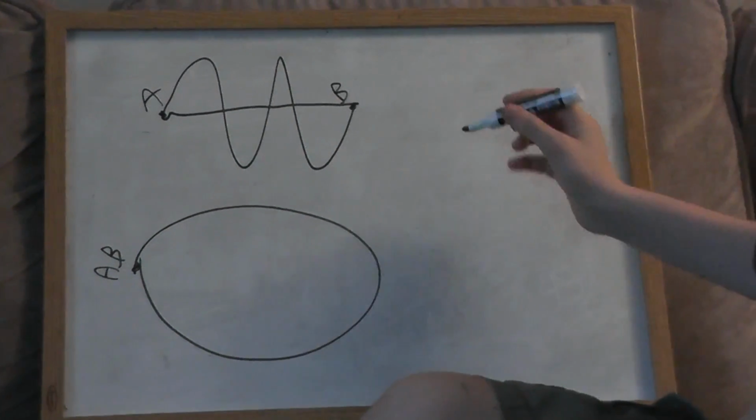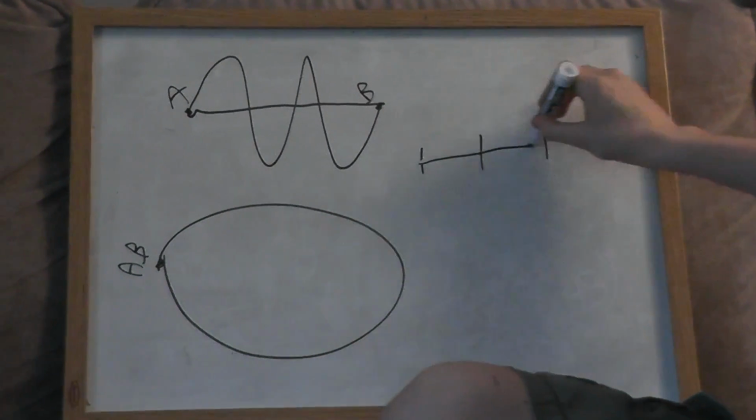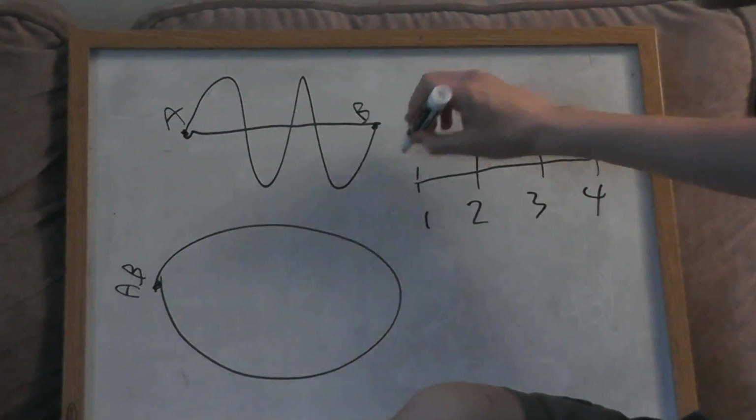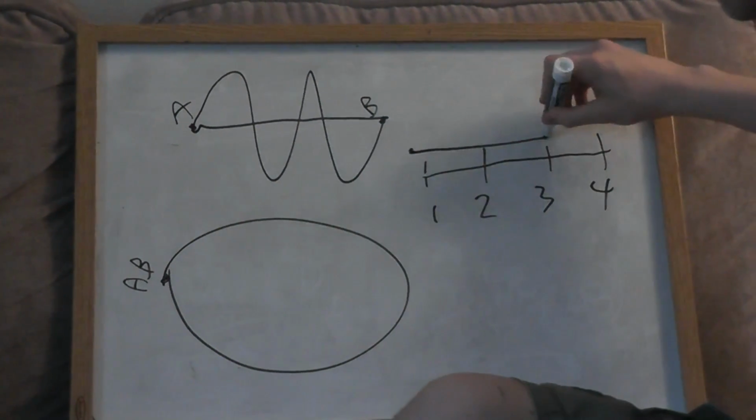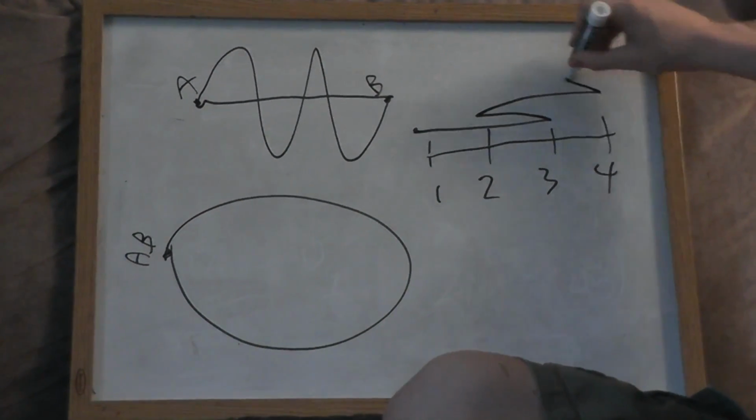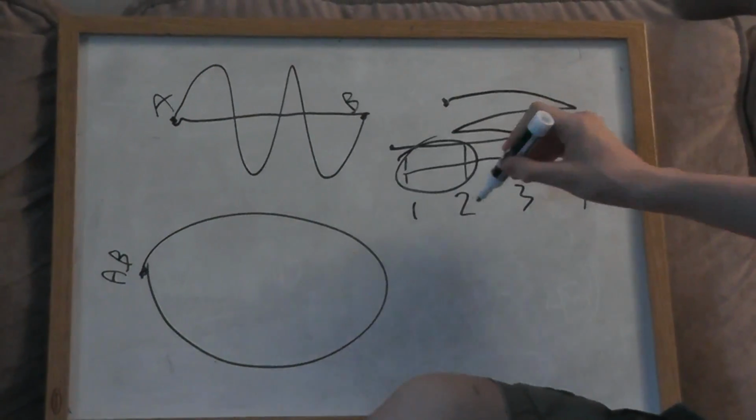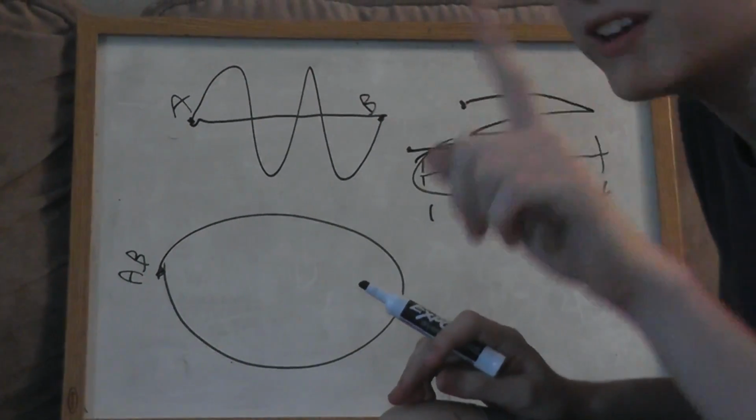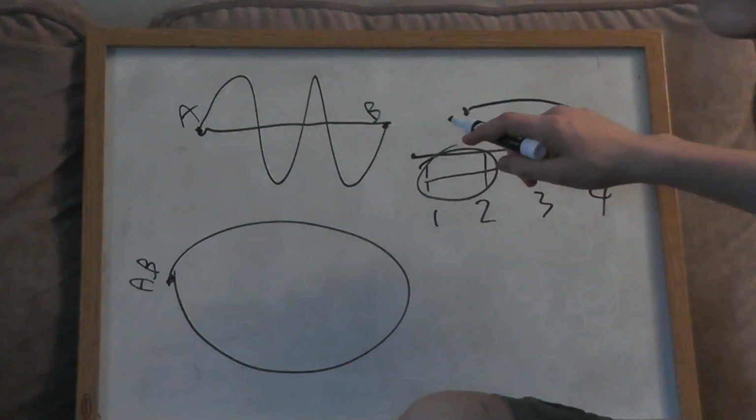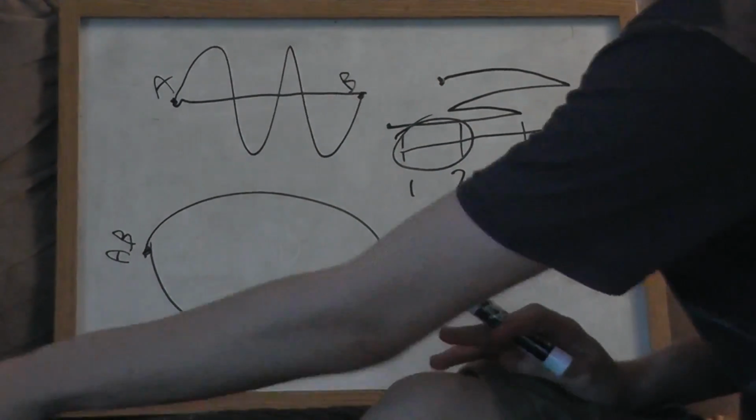Another example of this is if somebody goes walking down a number line labeled 1, 2, 3, 4. They start at 1, they go to 3, they go back to 2, they go up to 4, and then they go back to 2. Their displacement is only 1, because in the grand scheme of things, they only went 1 unit from their initial starting point.